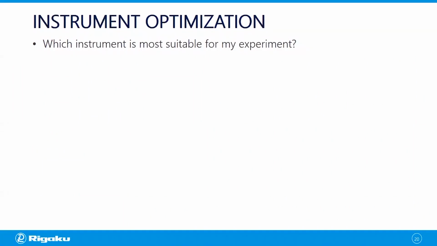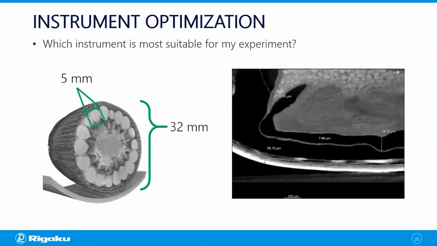Well, let's take a look at two candidate samples. On the left, we have our corn sample again. In this case, the features range in size from sub-millimeter to several millimeters, in this case, 5 millimeters. And our field of view, in this case, is a total of around 32 millimeters.